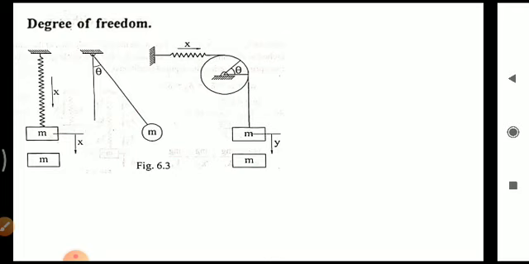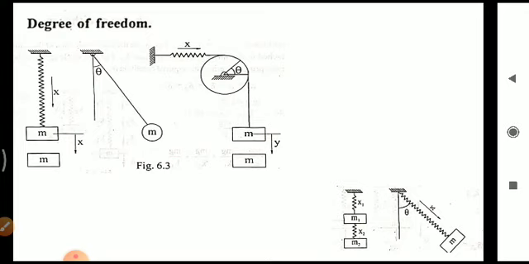Okay. And in the third one also, again a mass is attached to a spring with the help of a pulley. The motion of the spring will depend on the mass only. These are all examples of a single degree of freedom. In the second figure, here you can see mass m1 and mass m2. The motion of m2 will depend on the springs, x1 and x2.